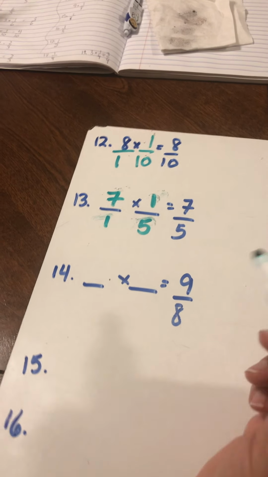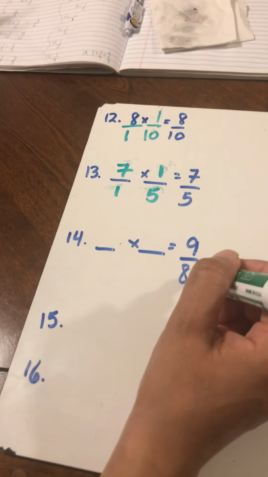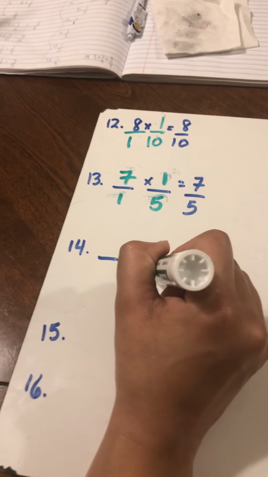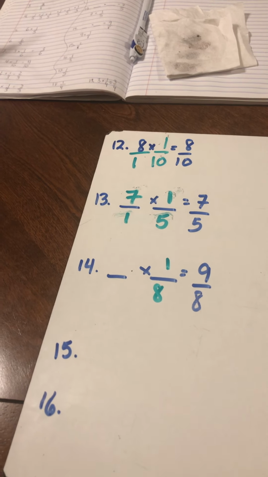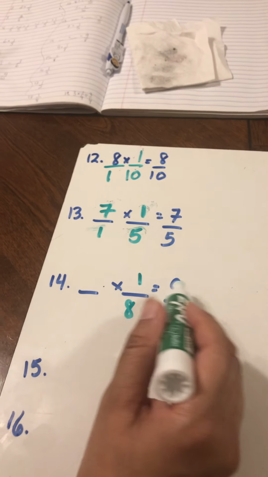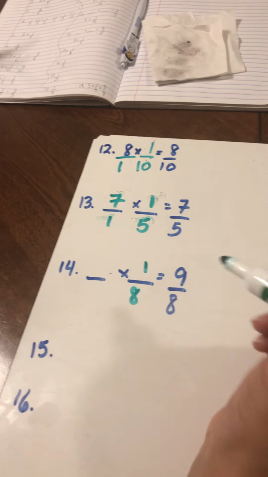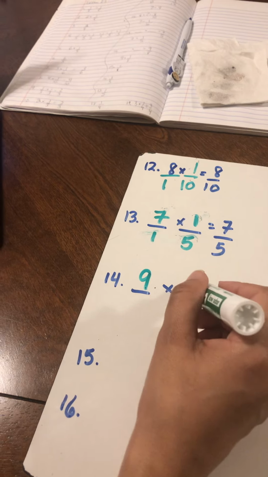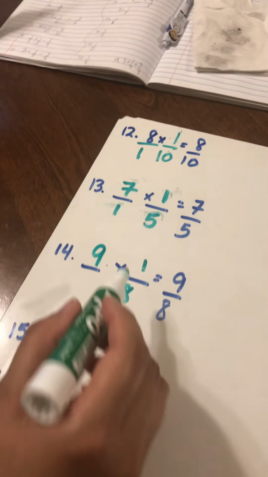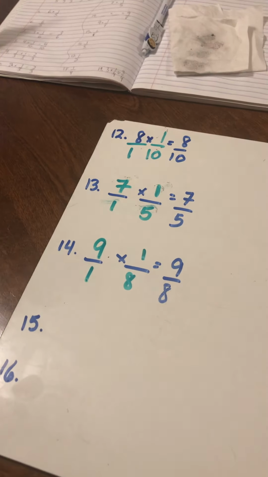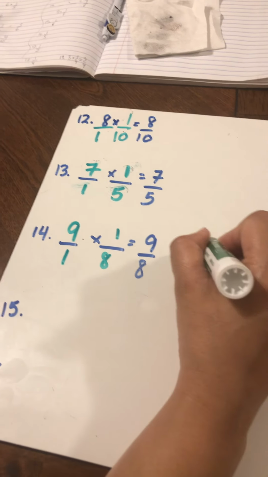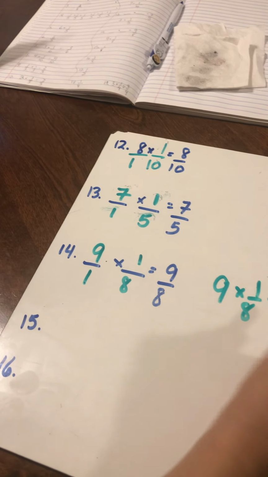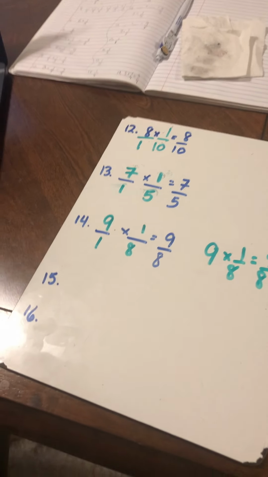For number 14, the denominator is an 8, which means the unit fraction is going to be 1/8, right? So what number could we multiply that will give us a numerator of 9 in our answer? It has to be a 9, because 9 times 1 is 9. And the denominator here will have to be a 1. So the answer is 9 times 1/8 equals 9/8, right? So 9 times 1/8.